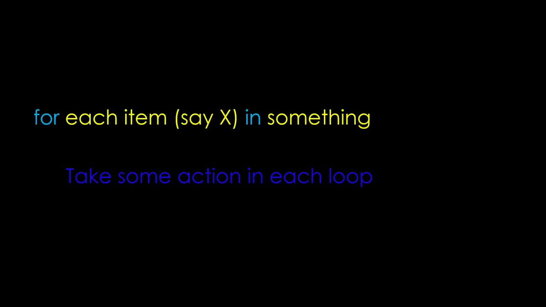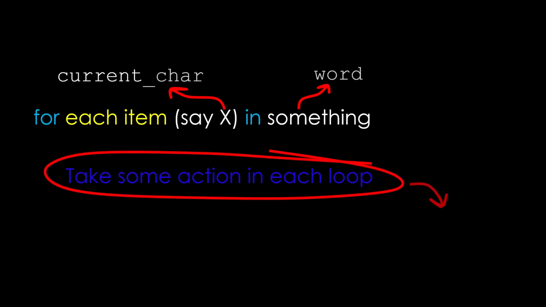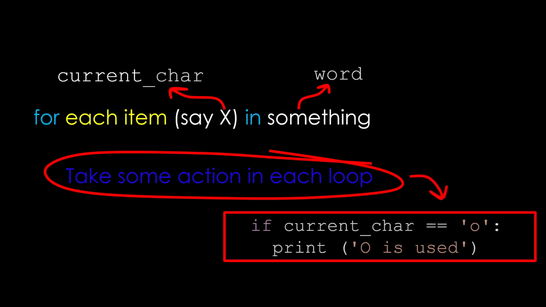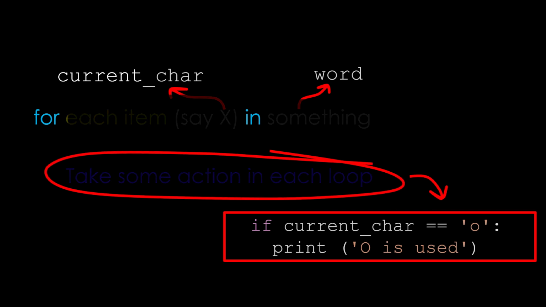Remember the format. For each item in something, we take some action. Here, something becomes the supplied word, and each item is replaced by a variable current_name. Note, word is also a variable. The action in this case is an if statement for deciding if a character is O or not. When it is O, we print instead of counting. We avoid performing actual counting just for simplicity.